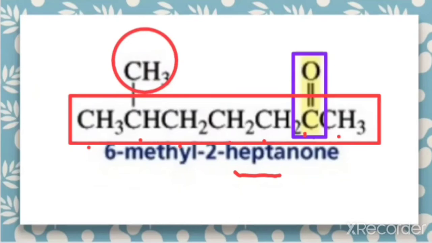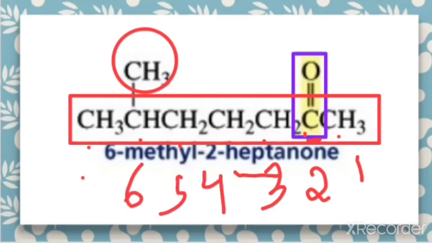Here the counting should be done where the priority should be given to the functional group. So here the functional group is on this carbon, and we always have to start the counting from a terminal position. So this carbon is 1, this is second, this one is third, 4, 5, 6 and 7. So when you look here, the functional group is on the second carbon and the substituent is on the sixth carbon. Therefore 6-methyl, the substituent is methyl at the sixth position.